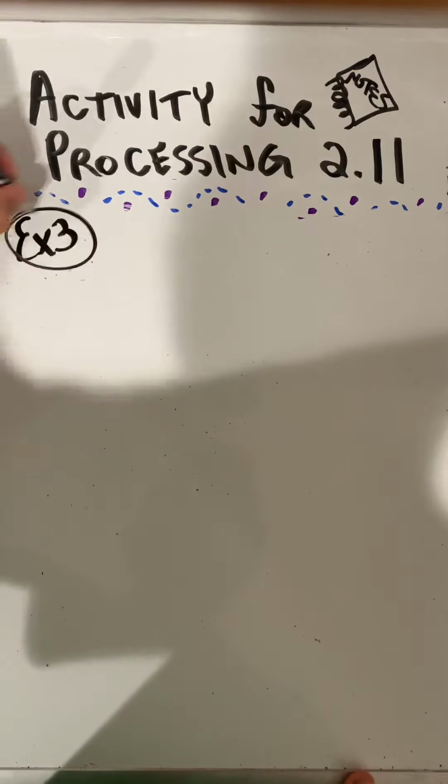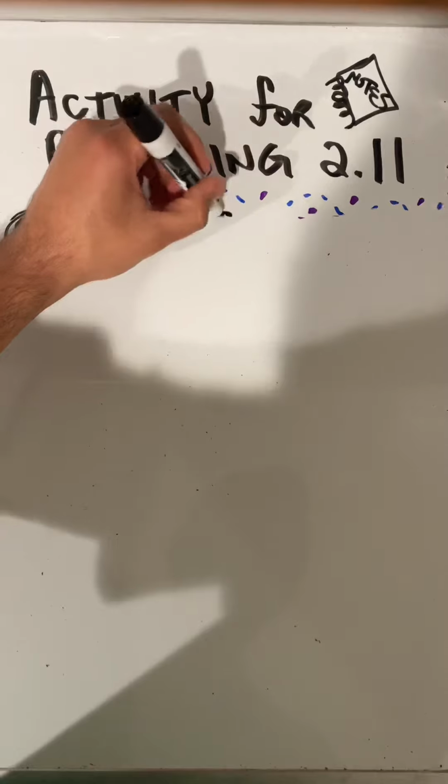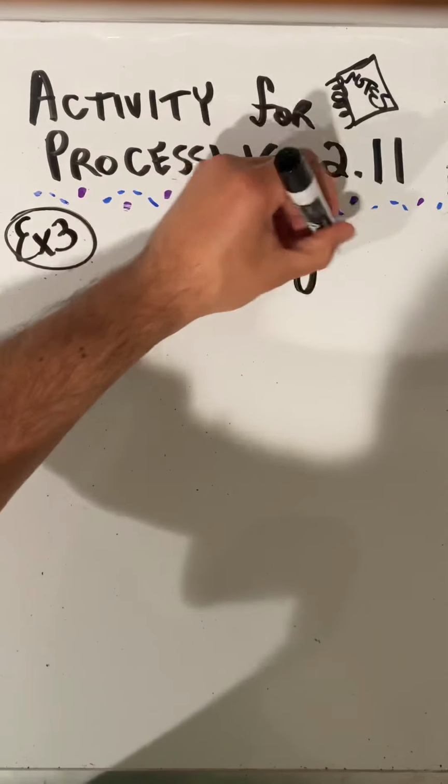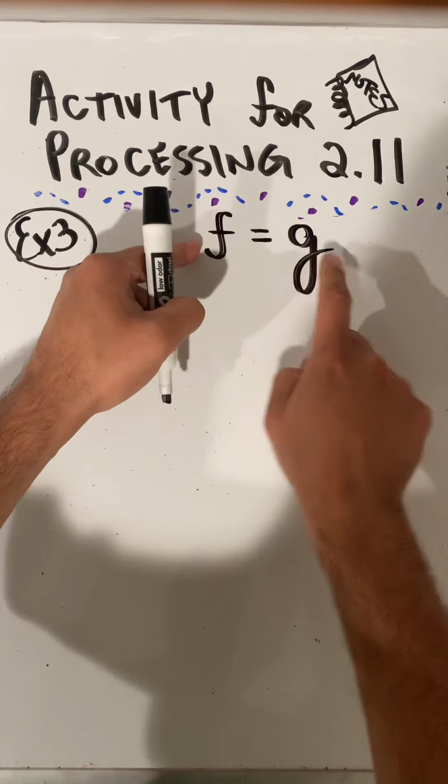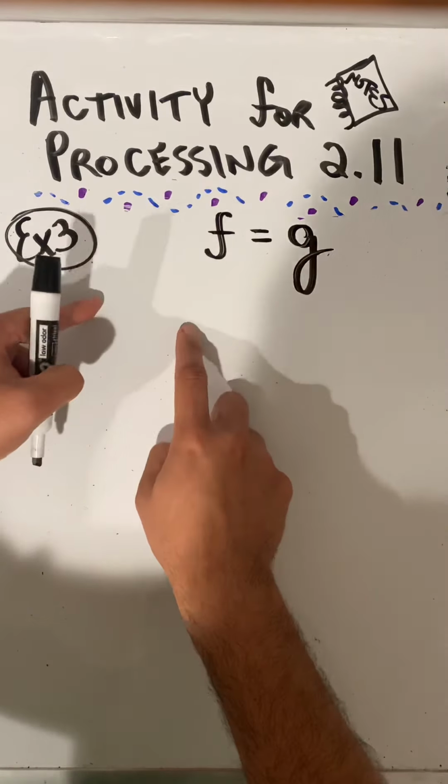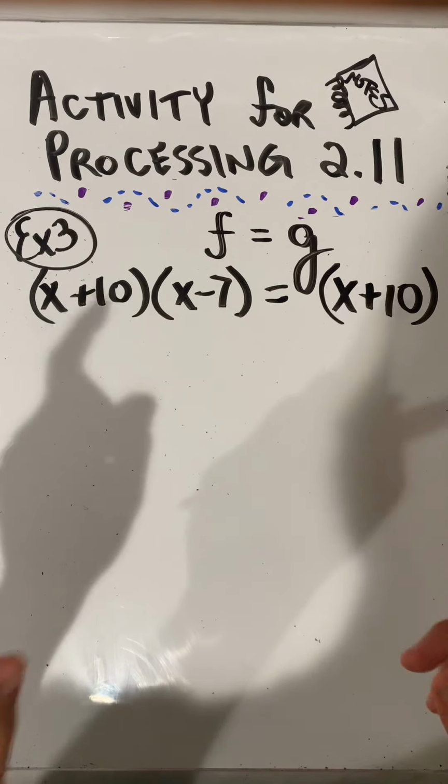All right, so example 3, which is our final example. Here we go. We got F equals G. We're gonna set the two equations equal to each other. F is equal to the product of x plus 10 times x minus 7. And G is equal to the quantity x plus 10. All right, let's boogie.